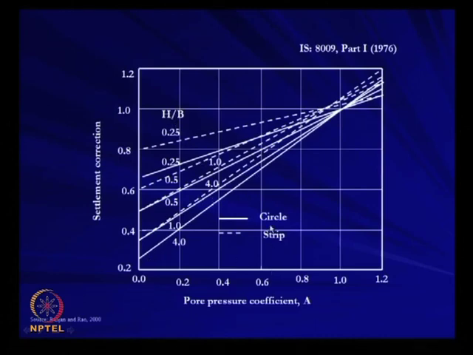So, according to the different footing conditions and different H by B values, if we know the pore water coefficient A value for a particular soil, then we will get the settlement correction factors. For the dotted lines, these are for 0.25, 0.5, 1 and 4. Similarly, for the firm lines, these are 0.25, 0.5, 1 and 4.